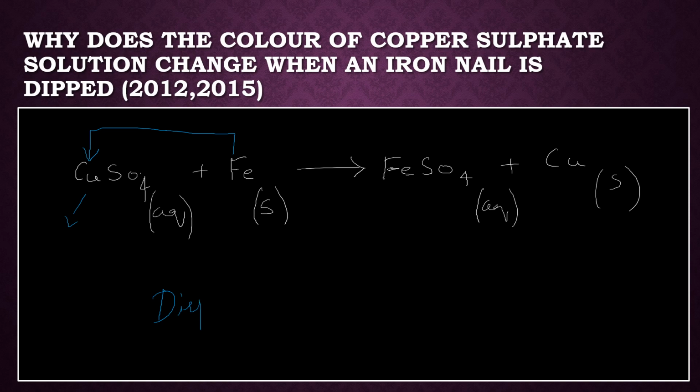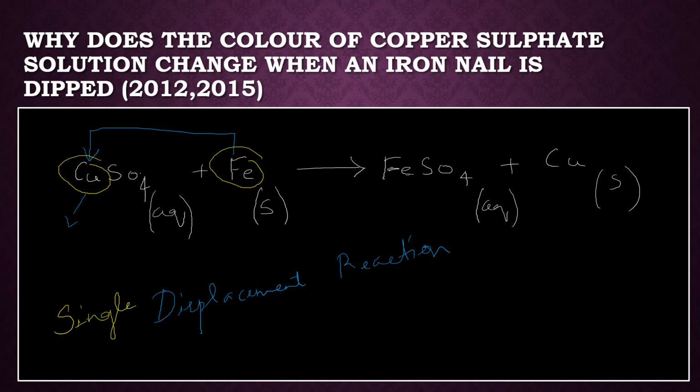So these are types of chemical reactions. This is called a displacement reaction, and there are single displacement and double displacement reactions. It completely depends on the number of elements that have been displaced. Here, the iron has displaced the copper, so only one element has been displaced. That's why it is called a single displacement reaction. So this is how you have to present an answer. All these points have to be there for this question.